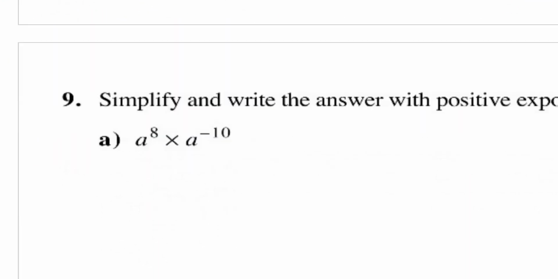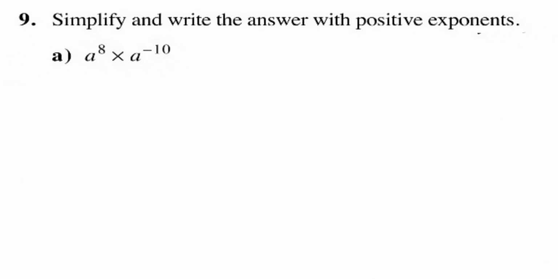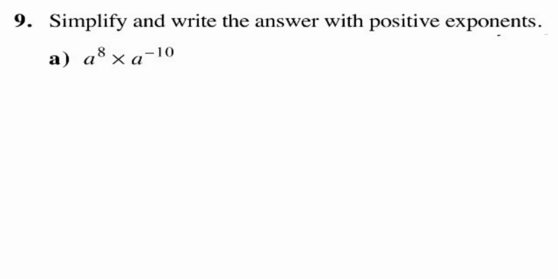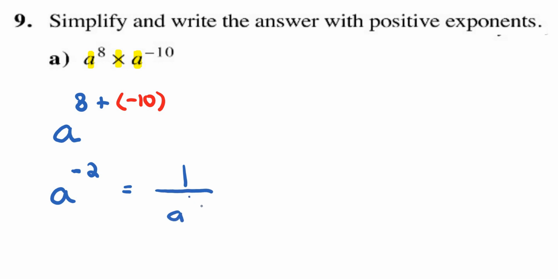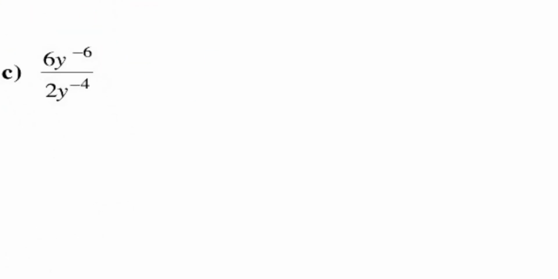So the next set of questions that we're going on to is question number 9A. So I need to simplify and write the answer with a positive exponent. So very similar to question number 8. So once again, if the bases are the same and if you're multiplying, you are adding the powers. So this is a to the power of 8 plus negative 10. And if I continue here, this would be a to the power of negative 2. And when you have a negative power, you can write that as 1 over a to the power of positive 2.